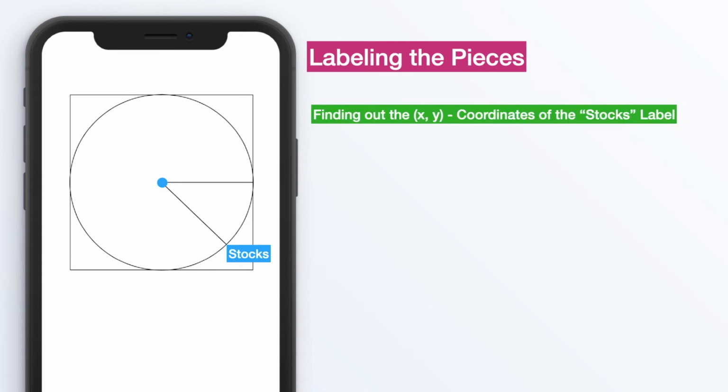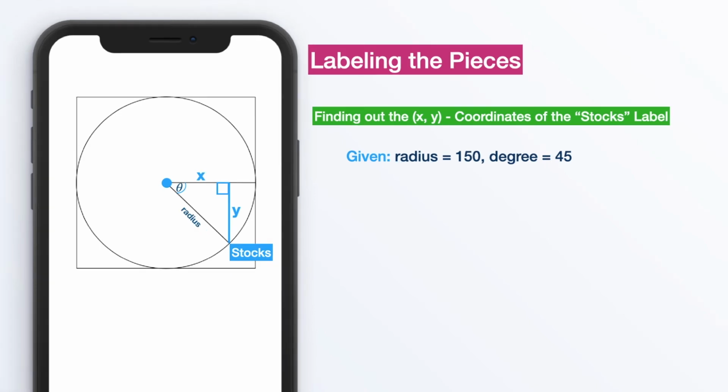Now how do we find out where the x and y coordinate for the stalks label is? Let's start with what we know. We know the radius. The radius is 150. What we also know is the degree. We know that it's a 45-degree angle. We don't know what the x and y coordinate is, but with some basic math we can calculate the x and y coordinate precisely. So how do we do that?